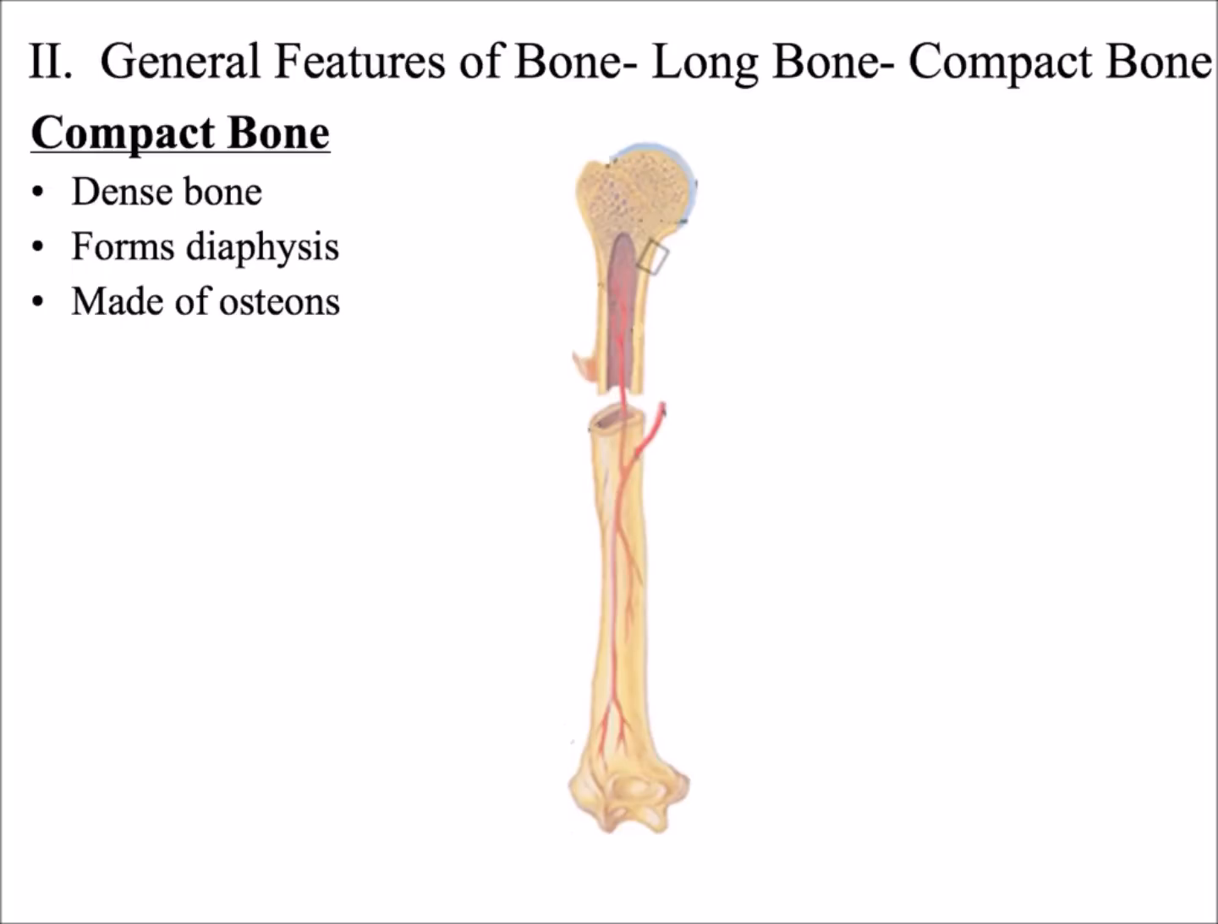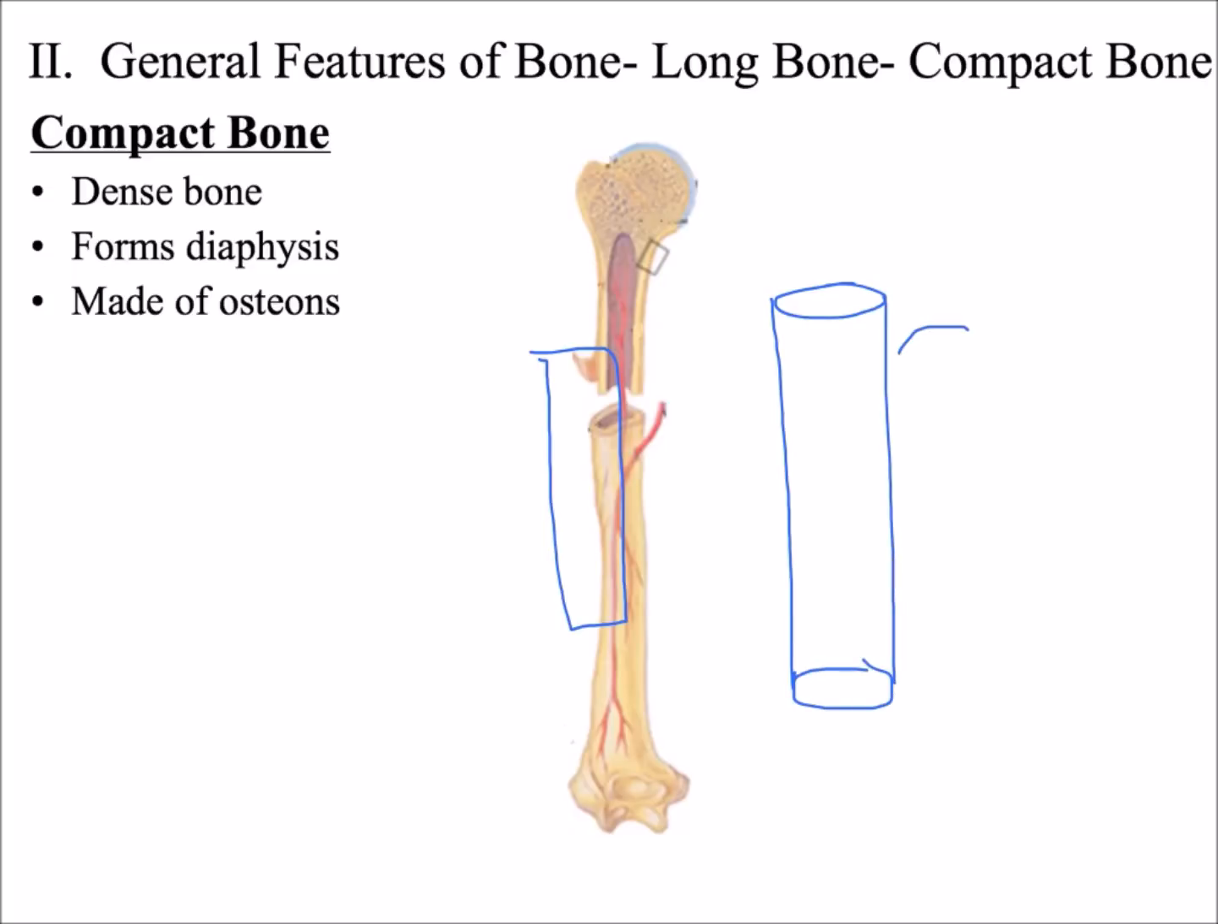All right, so there are two types of bone in the human body. The first one's called compact bone or dense bone. Compact bone is found in the diaphysis or the shaft, okay? And compact bone is made up of osteons. And these osteons, like I mentioned to you before, are long cylindrical structures that run the length of the diaphysis.